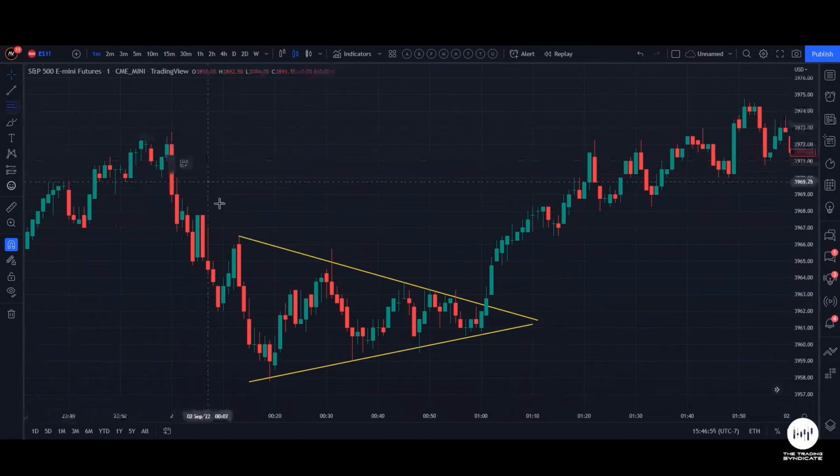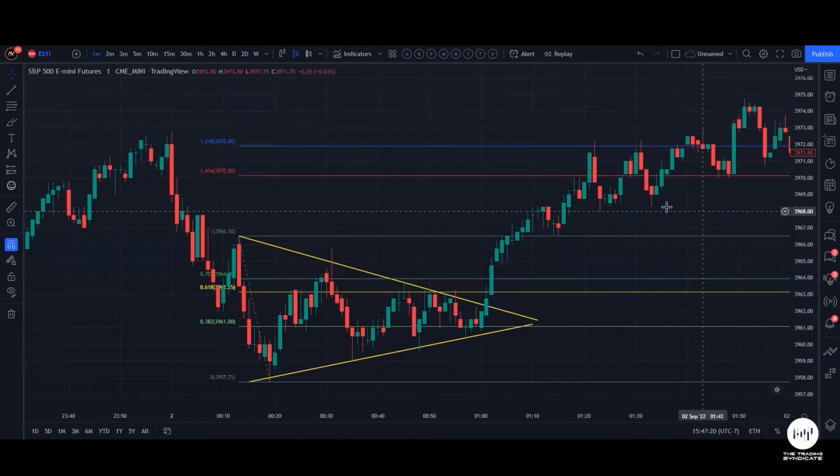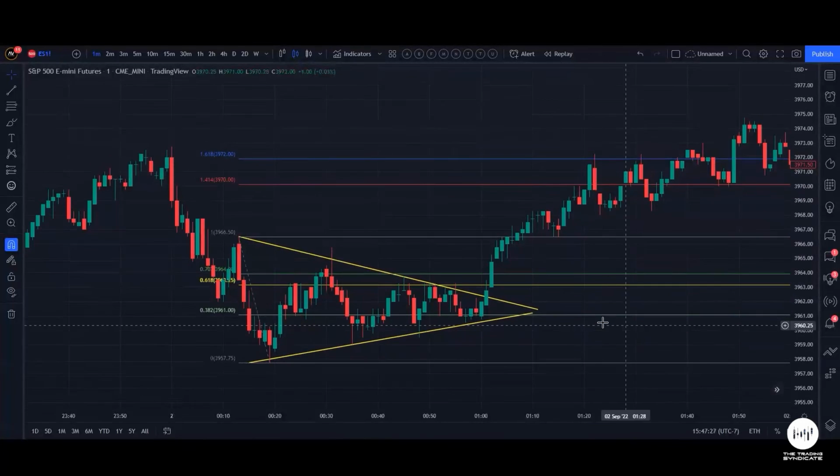When you're playing this, you're looking for either a break to the upside or to the downside. So what I like to do is take a retracement of the first move. If we get a candlestick close above the 0.707 on the outside of the triangle move, then I'll take an entry to the upside and take profit at the 1.414 and 1.618, all while setting a stop loss below the pattern low.